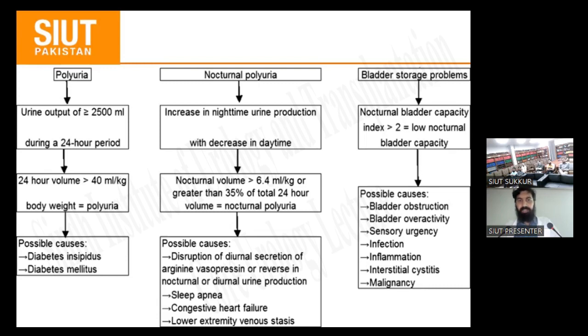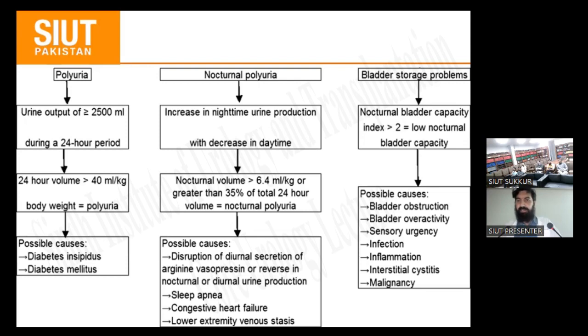Nocturnal polyuria is an increase in nighttime urine production with a decrease in daytime. Nocturnal volume of more than 6.5 ml per kg, or greater than 35% of total 24-hour urine volume, is nocturnal polyuria. Possible causes are disruption of diurnal secretion of arginine vasopressin or reversal of nocturnal and diurnal urine production, sleep apnea, congestive heart failure, lower extremity venous stasis, and bladder storage problems.